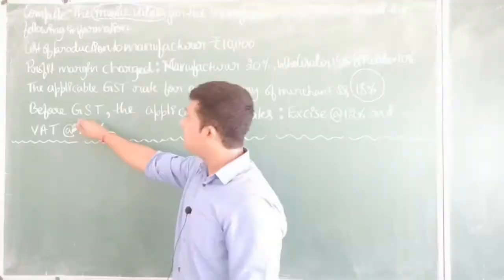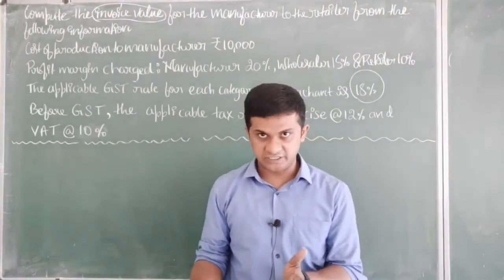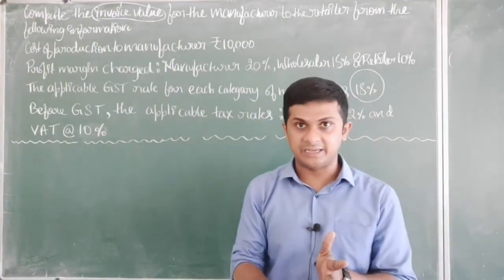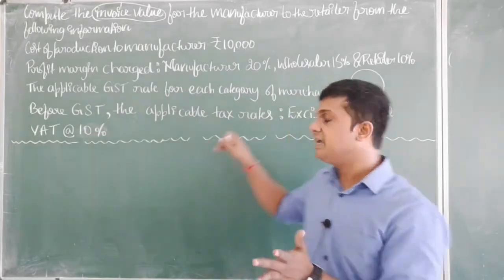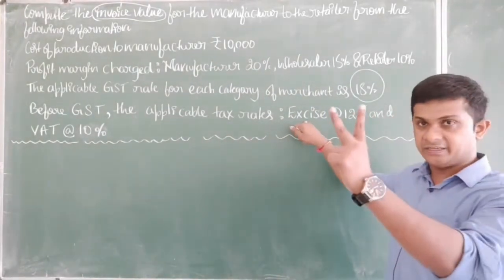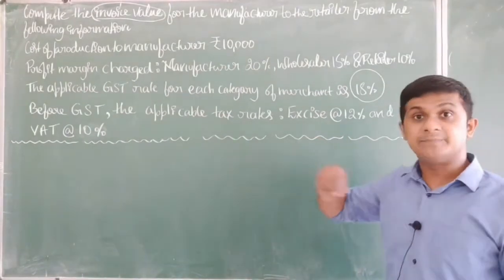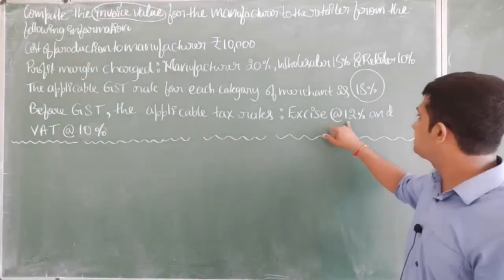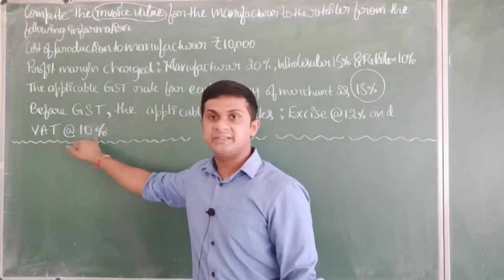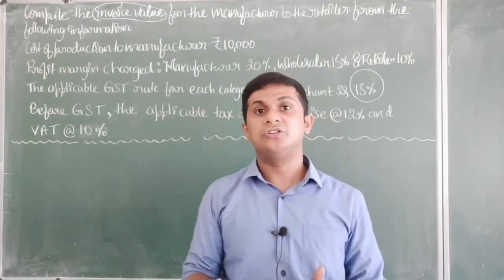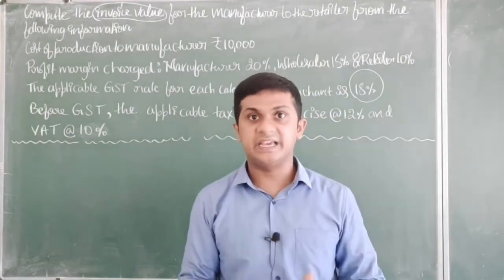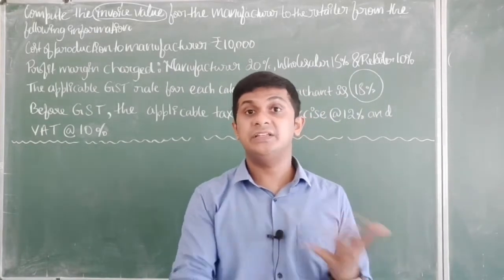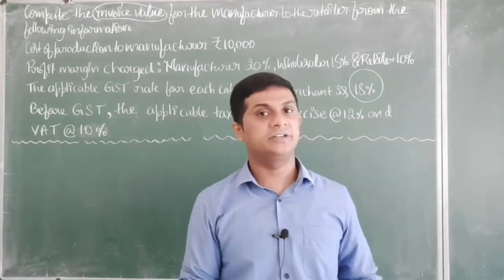Then they have given the position before GST, that means before the introduction of GST, the rate of tax applicable. They have given two tax informations. Excise duty, which is imposed on the manufactured value of the goods on the manufacturer, to be specific, is 12%, and then they have given VAT at 10%. VAT is imposed on the intra-state sale of goods. If the sale takes place within the state, VAT is applicable. If the sale takes place between states, CST was applicable before the introduction of GST.